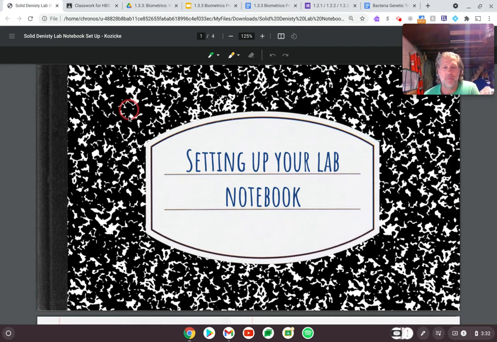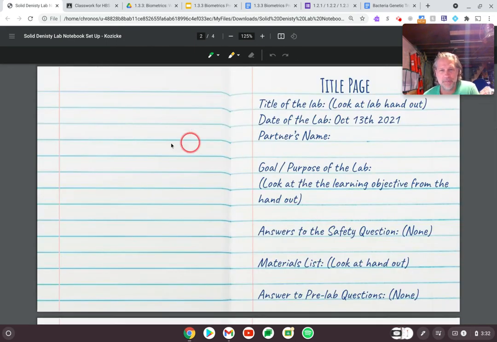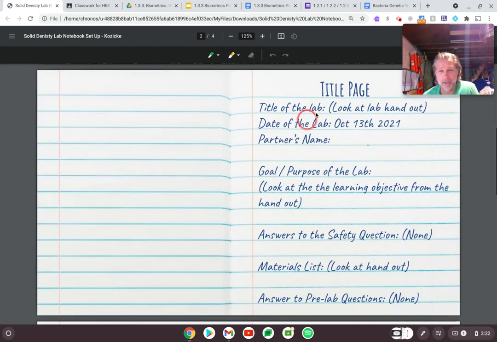Now, you already have your lab notebook set up here. So we have the title of the lab, look at the lab handout, and the date of the lab, which was yesterday, October 13th, and your partner's name is whoever you were either paired up with or managed to select. The goal of the lab, I hinted that you should be looking at the learning target objective from the handout that you had received on Tuesday. There happened to be no safety questions to answer, so that was none.